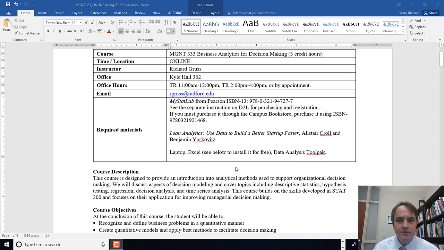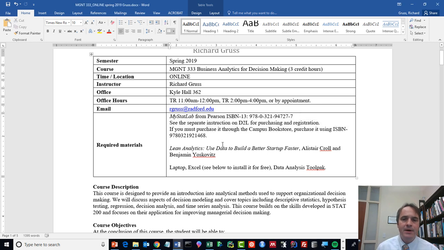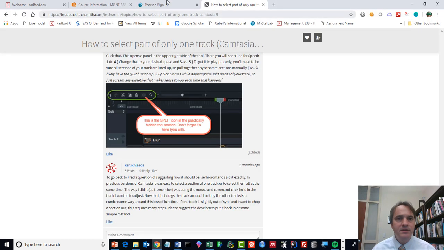So if you take a look at the syllabus, the first thing I want to point out is the required materials. Most of your work will be submitted through MyStatLab. Once you purchase the access card through the bookstore, and please make note of this ISBN number, you'll have access to the online text also. I'm just going to quickly show you what you can expect to see.